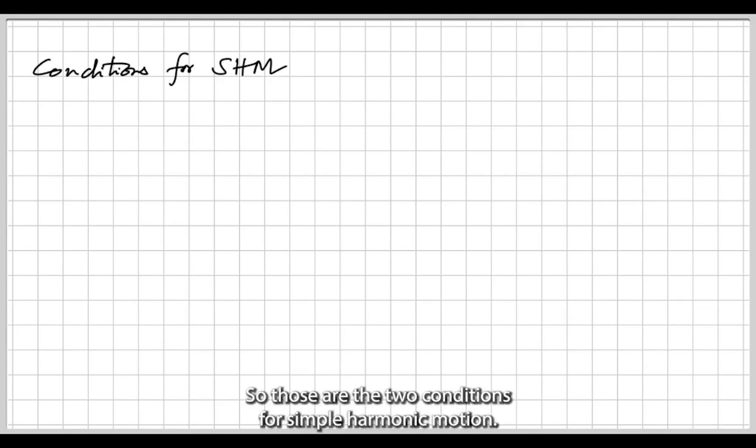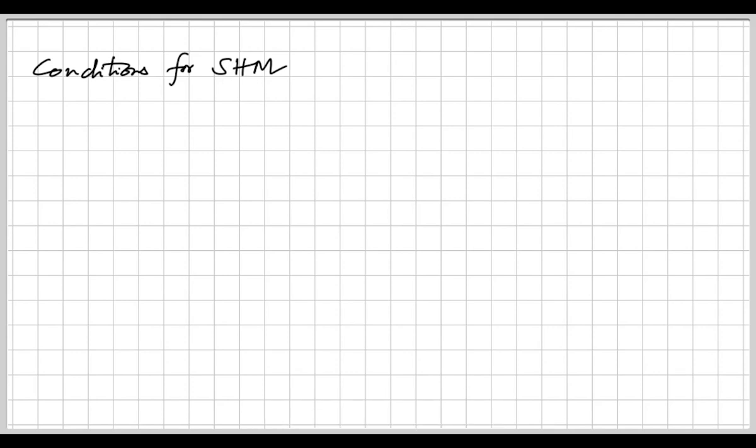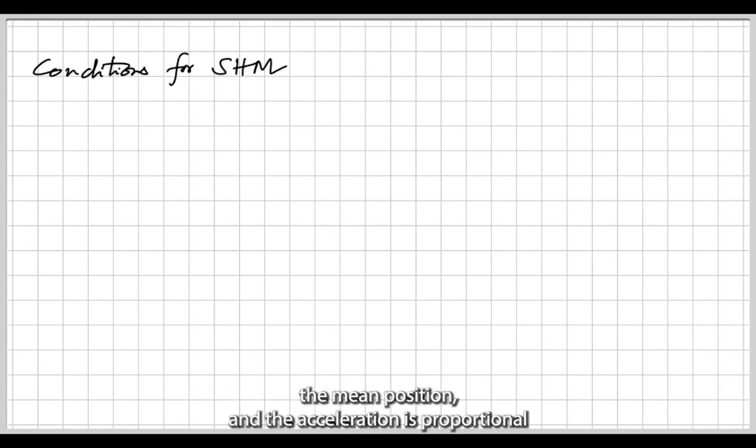So those are the two conditions for simple harmonic motion. The acceleration is always directed towards the mean position, and the acceleration is proportional to the displacement from the mean position.